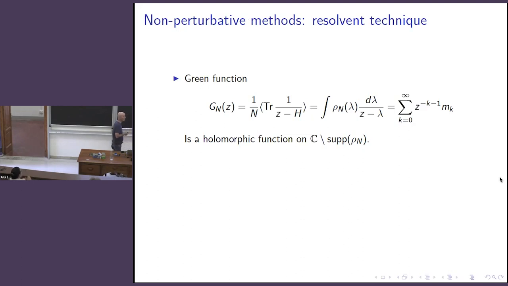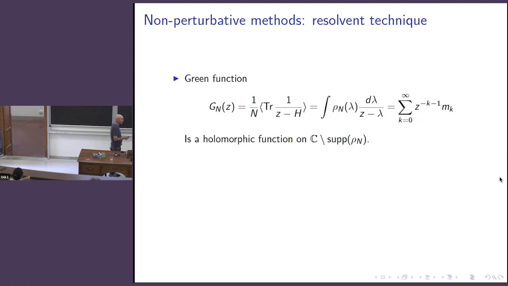This is known, certainly in functional analysis, maybe not in this form, but in random matrix theory literature from the 1960s. This is a great idea. You introduce the Green function of your matrix. This is a deterministic matrix. But then when you integrate it, you take its average, you get a very nice function.